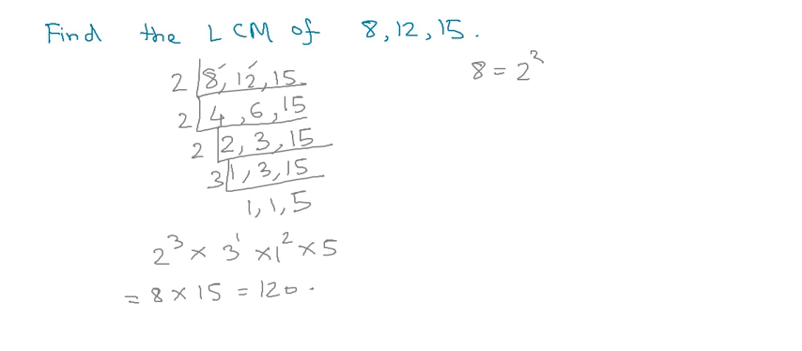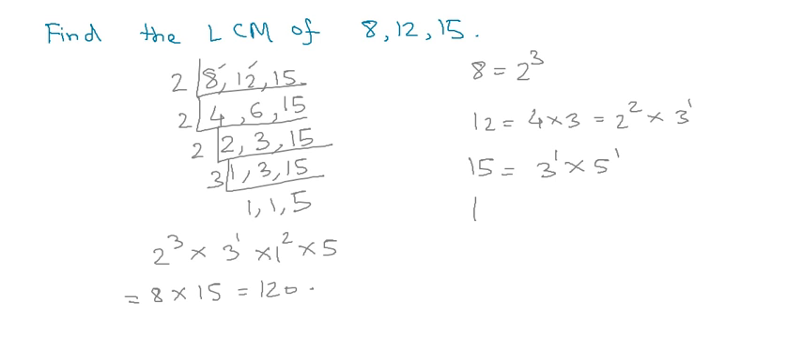We have here 8 equals 2 cube, 12 equals 4 into 3, so we have 2 square into 3 to the power 1. For 15 we have 3 to the power 1 multiplied by 5 to the power 1.